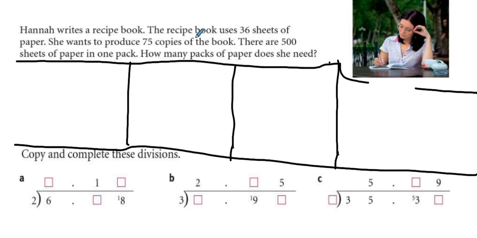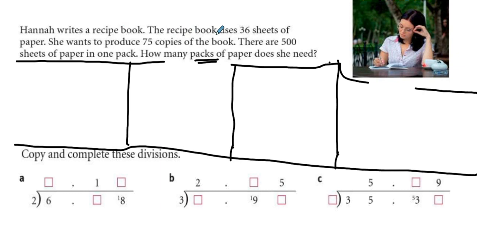One recipe book uses 36 sheets of paper. She wants to produce 75 copies of the book. Now, there are 500 sheets of paper in one pack. How many packs of paper does she need? Anna writes a recipe book. The recipe book uses 36 sheets of paper.